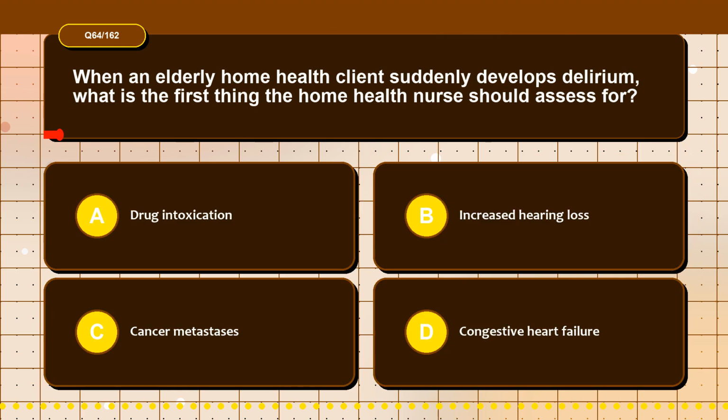Question 64. When an elderly home health client suddenly develops delirium, what is the first thing the home health nurse should assess for? Option A: drug intoxication. Option B: increased hearing loss. Option C: cancer metastasis. Option D: congestive heart failure.